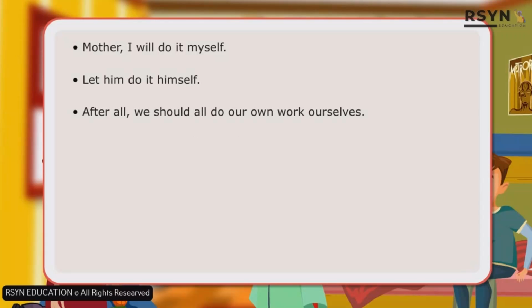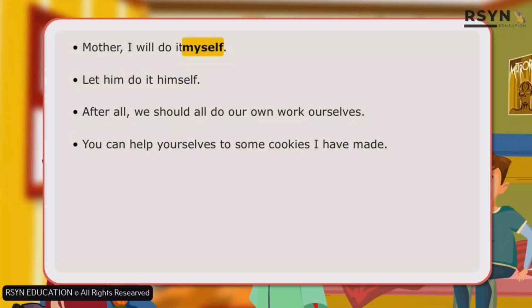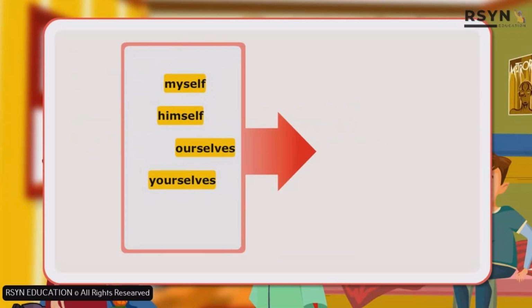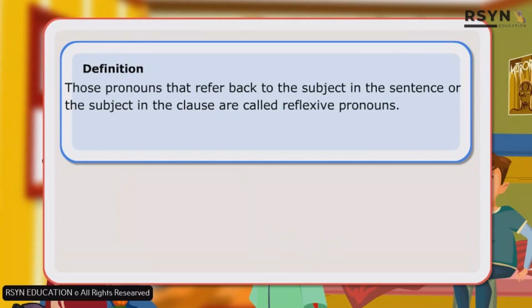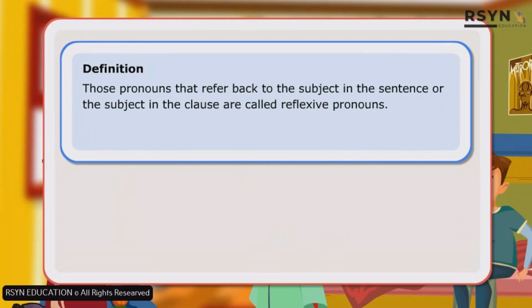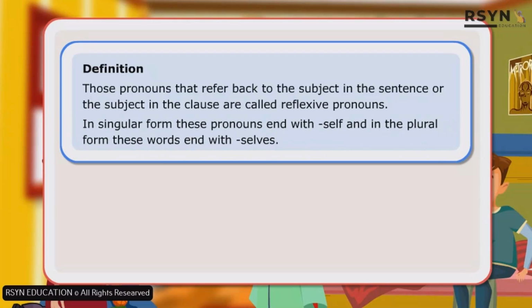In the conversation, Mother, Suchi and Aman have used some words which point back towards the subject of the sentence. The words myself, himself, ourselves, yourselves are examples of reflexive pronouns. Definition: those pronouns that refer back to the subject in the sentence or the subject in the clause are called reflexive pronouns. In singular form, these pronouns end with self, and in the plural form, these words end with selves.